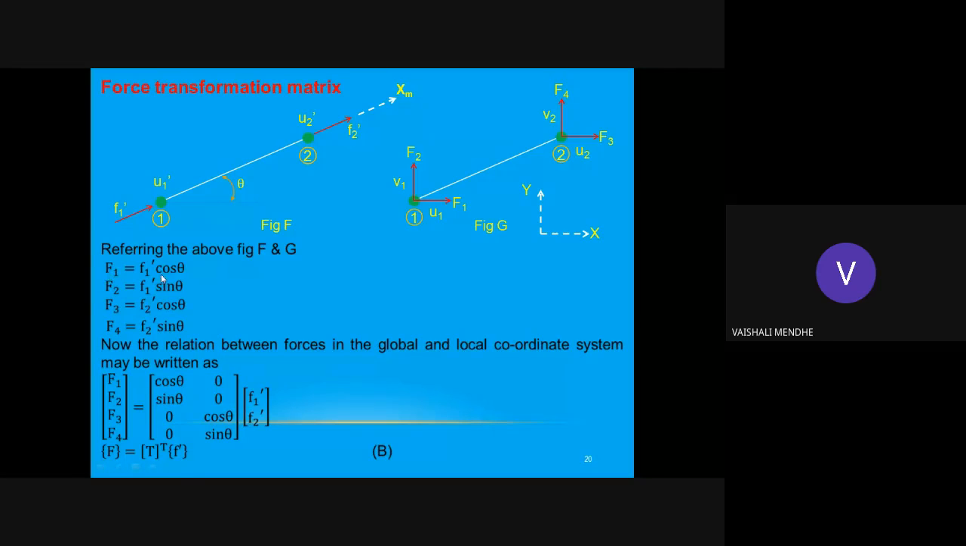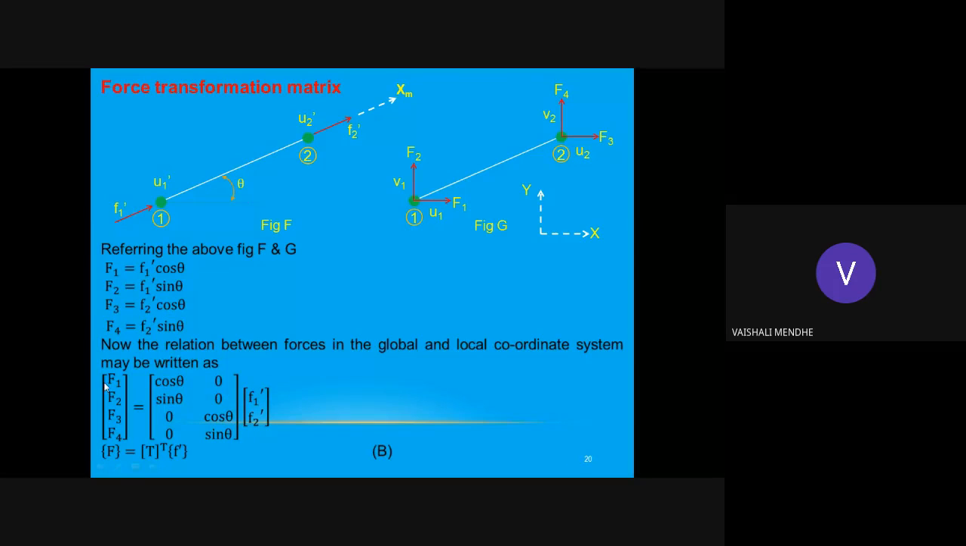So we have got the relations of the forces from the above figures F and G. Now the relation between the forces in the global and local coordinate system may be written as follows. Again we have these four equations, and we will write them in matrix form. F1, F2, F3, F4 in matrix form, then F1' cos theta plus 0, so cos theta 0, sin theta 0, 0 cos theta, 0 sin theta, into F1', F2'.